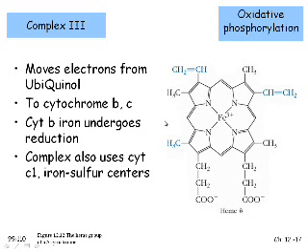Now we're down to complex 3. So the main chain goes complex 1, complex 3, and then complex 4. And the job of complex 3 is to take the electrons that are on ubiquinol, or QH2, and get those electrons onto cytochrome B and C. The cytochrome B iron is going to be reduced, and there are also other things in the complex like cytochrome C1, iron sulfur centers, lots of good redoxy juiciness.